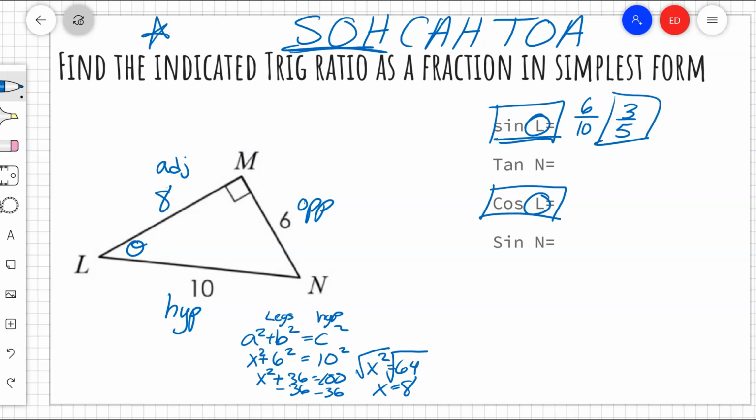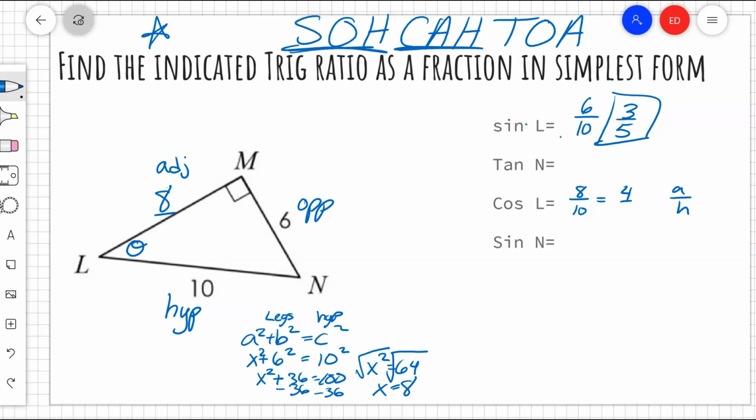Okay? Now, I'm going to erase all of these boxes and squares. We're going to take a look at cosine. Cosine is adjacent over hypotenuse. So my adjacent number is 8 divided by the hypotenuse, which is 10. Simplify that, and it would just equal 4/5. So cosine L would just be 4/5 as a ratio.